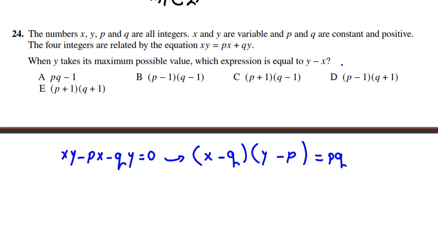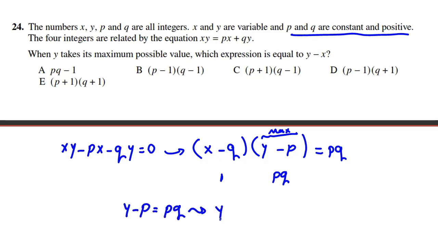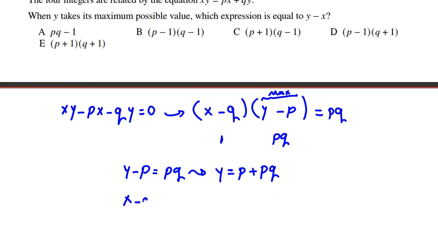The problem says p and q are constant and positive, and y takes its maximum possible value. When y is maximum, this term is maximum. Because the product is pq, the maximum case is pq times 1. So y minus p equals pq, so y equals p plus pq. The problem asks for y minus x. Here x minus q is 1, so x is q plus 1.